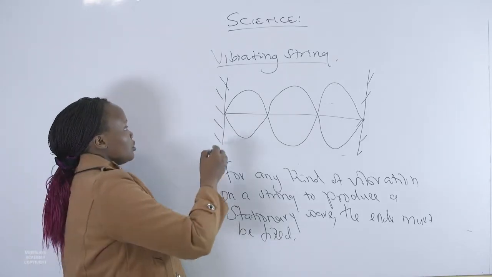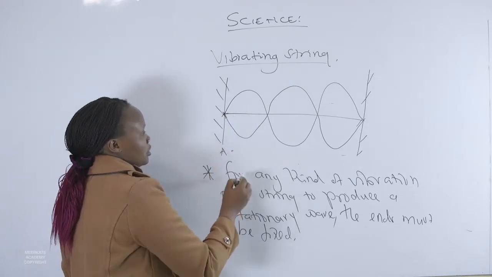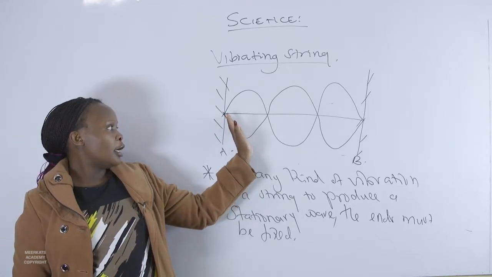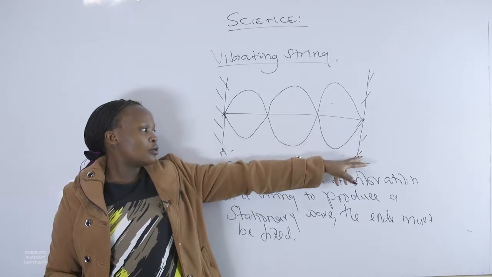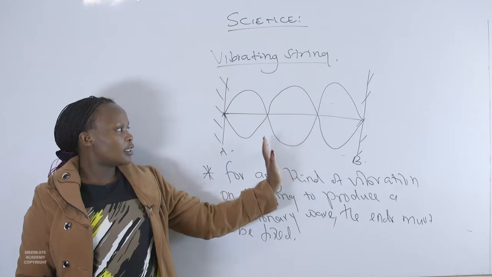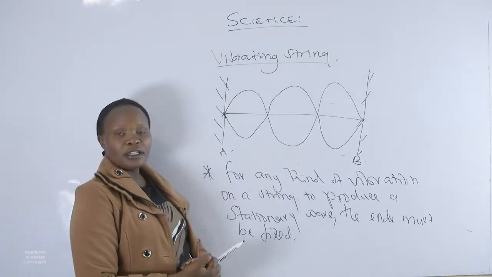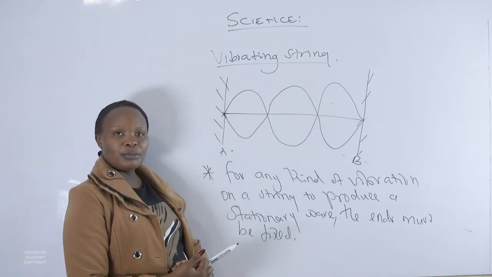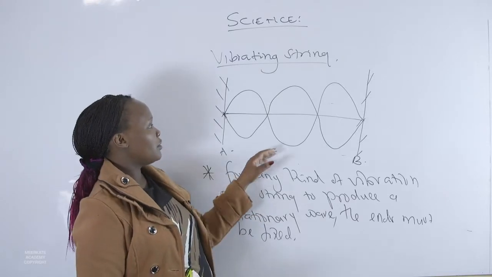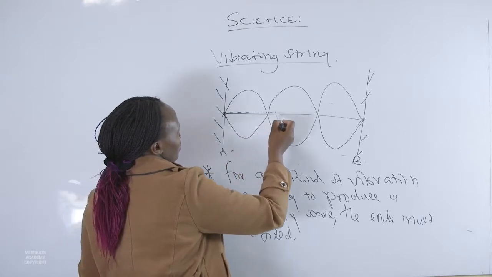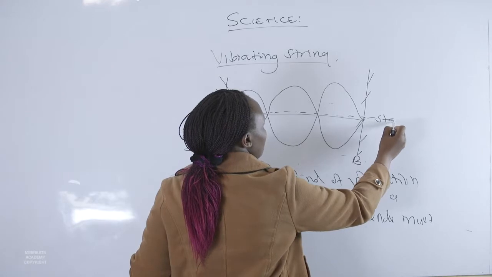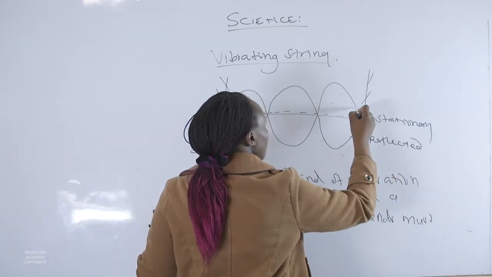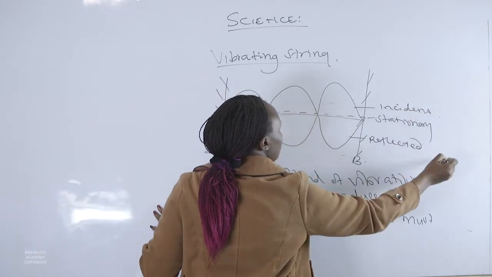Now, once you introduce your disturbance at point A, you expect the energy that you introduce onto your string to be carried through the string to the other end, and then it is reflected so that it superimposes itself on the initial or incident wave, and that produces a stationary wave. This is the stationary wave. This is the reflected. Then we have the incident. All these are waves.